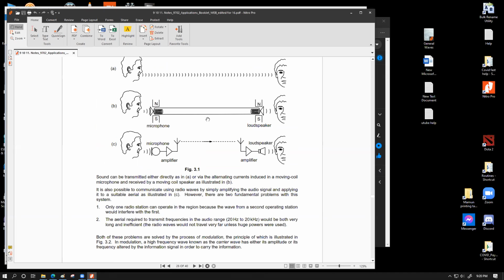Only one radio station can operate in the region because the wave from a second operating station would interfere with the first. The aerial required to transmit frequencies within the audio range 20 Hz to 20 kHz would be both very long and inefficient. The radio waves would not travel very far unless huge powers were used.